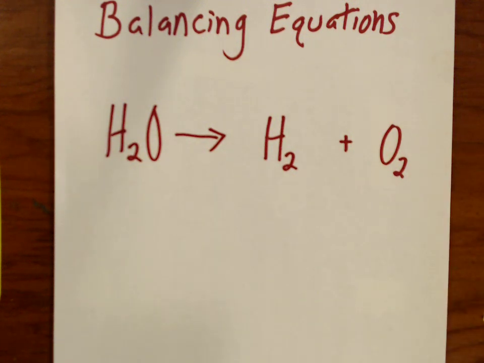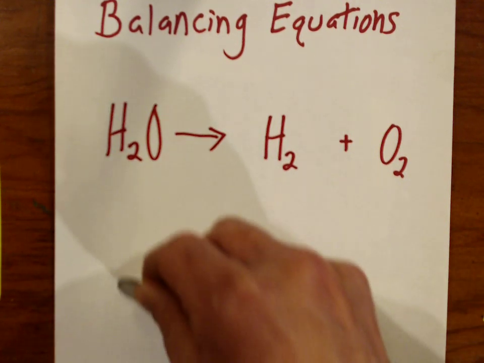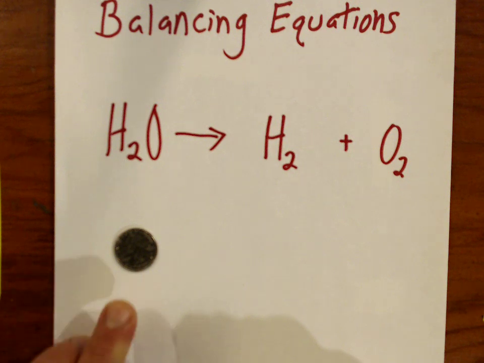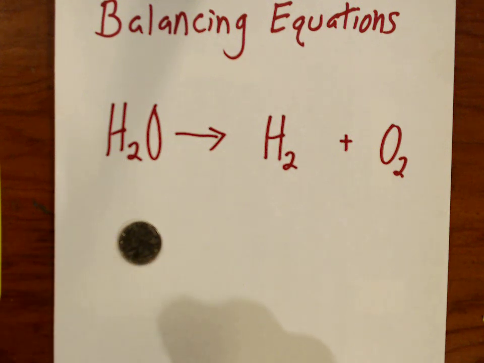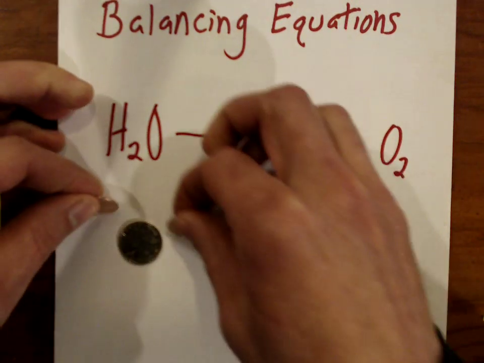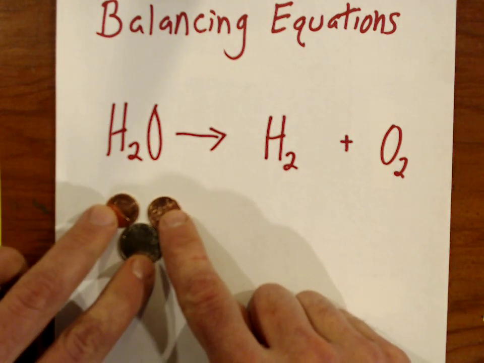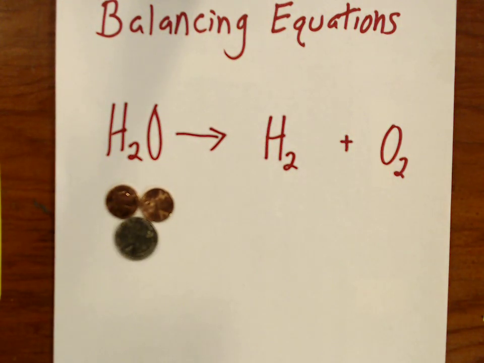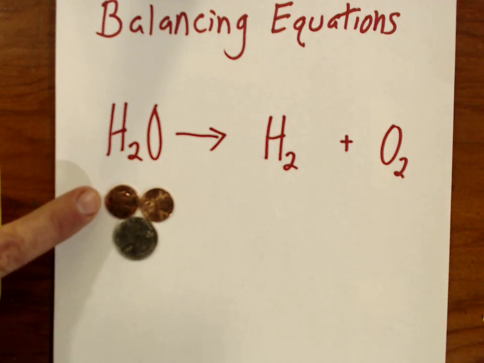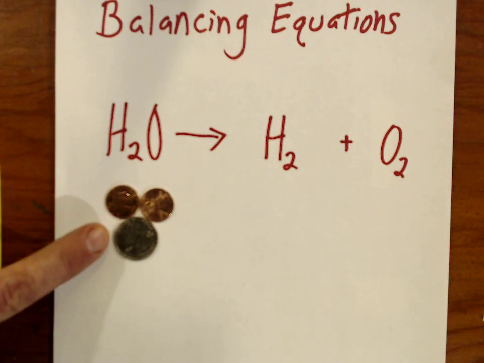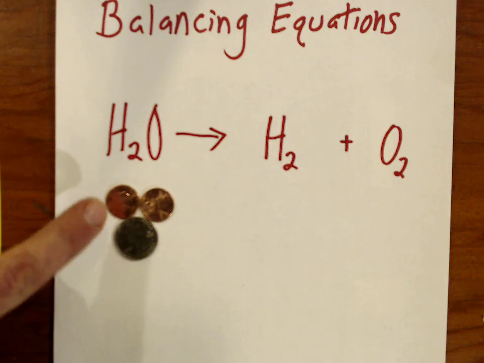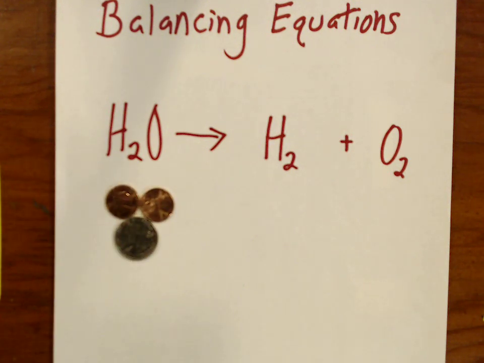Well, what do you mean? Well, to demonstrate that, let me use some coins to represent atoms and molecules. There's a quarter, and that's going to represent oxygen. And here are a couple of pennies, and pennies are going to represent hydrogen atoms. That's right. So let's review. Pennies equal hydrogen atoms. Quarters equal oxygen atoms. So this model that I've constructed here represents water. Looks like Mickey Mouse.